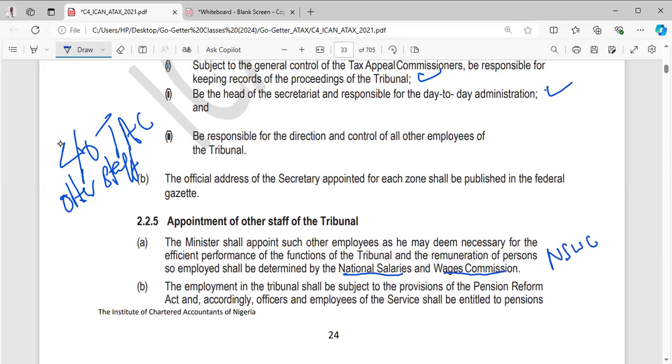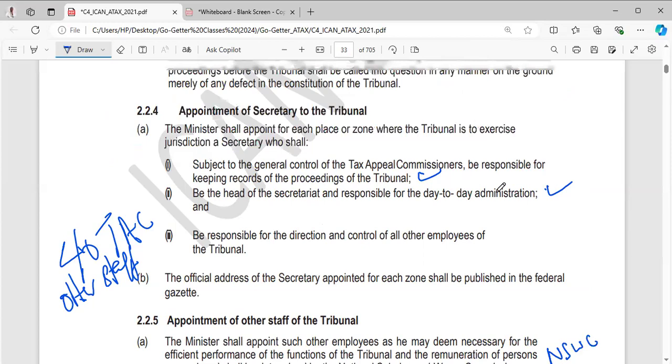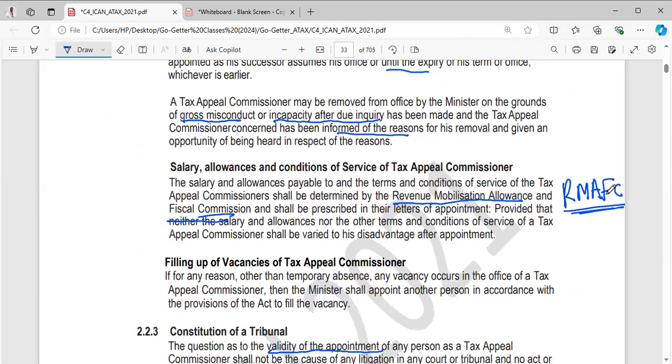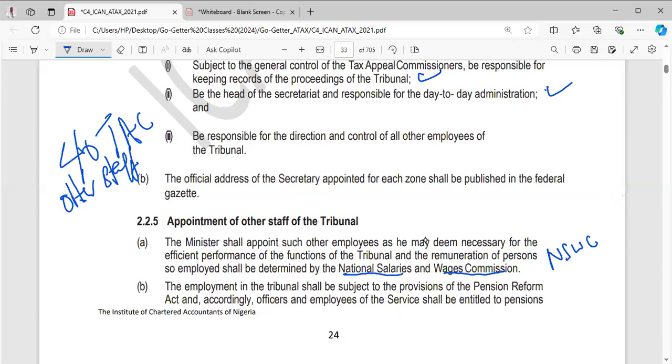NSWC. Whereas the terms, allowances and salaries of the appeal commissioners are from the Revenue Mobilization Allocation and Fiscal Commission. Why not allow one person to do the job? I wonder why. But just note what happens here. These are the people that determine the other staff that is employed.